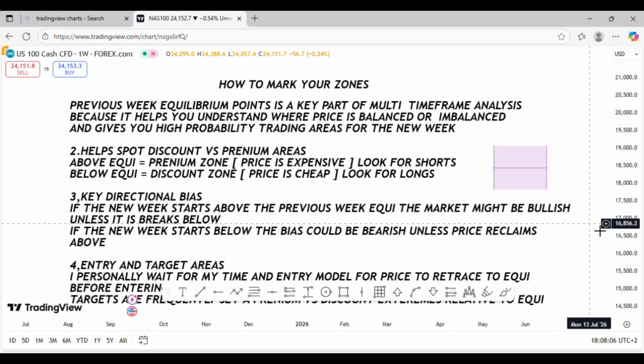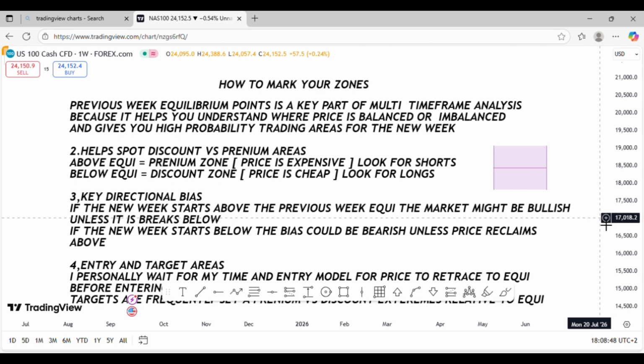Then number 3, we have what we call directional bias. If the new week starts above the previous week equilibrium, the market might be bullish unless it breaks below. Understand? I am not telling you these things, I am not taking this from Google or wherever. No, I am telling you something that I've been studying, something that I studied before I started creating this YouTube channel, before exposing this YouTube strategy. You understand? If the new week starts below, the bias could be bearish unless price reclaims above.